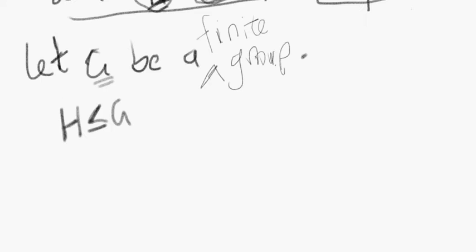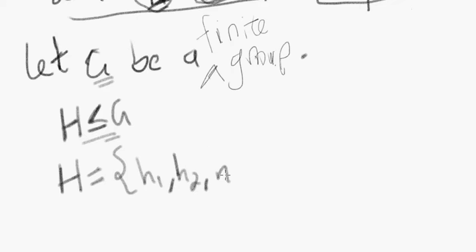What would the subgroup look like? In particular, let's say that H is a subgroup of G, and H has the elements h1, h2, h3, and so on and so forth. So this is what H consists of. Actually, they're not infinitely many. So let's say there are j elements in H. So let's say H has the elements h1, h2, h3, up to hj.